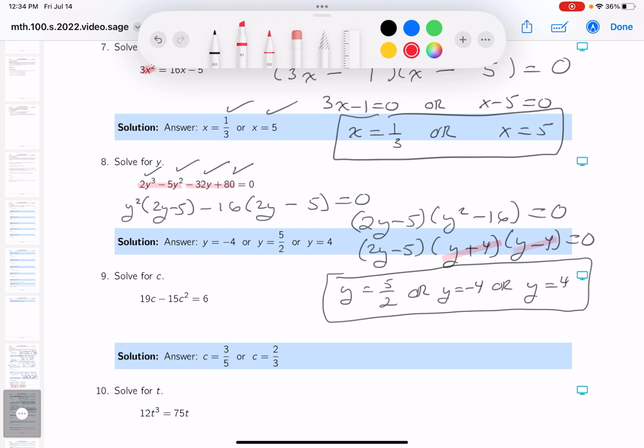Let's take a look at the key, though. Are we getting these answers? Did we get y is minus 4? Right there. Did we get y is 4? Right there. Did we get y is 5 halves? Right there. We're good to go to the next question.